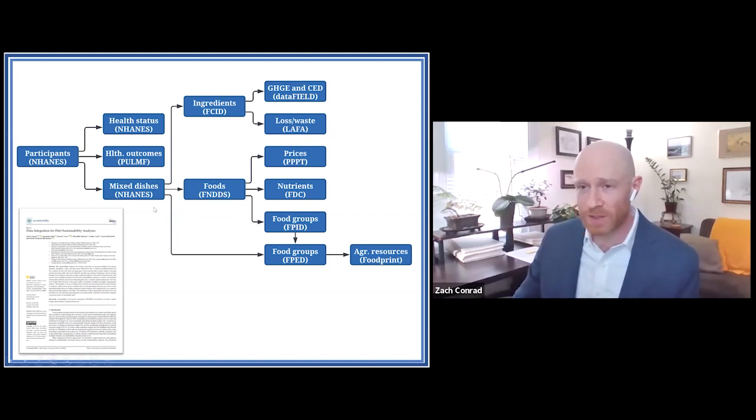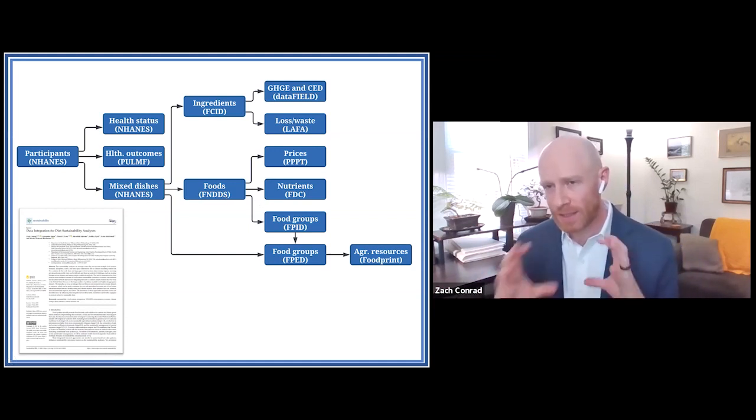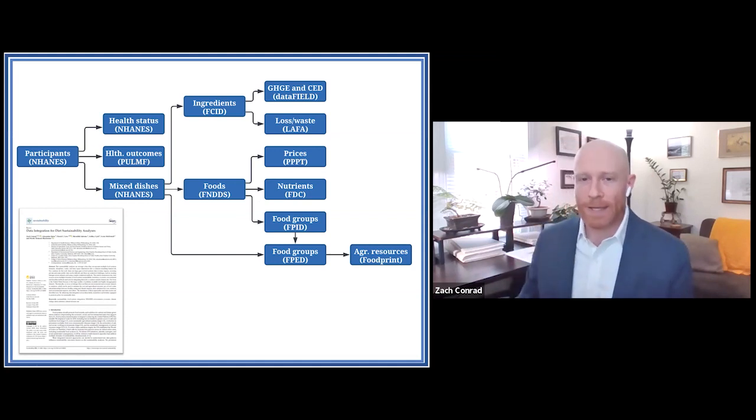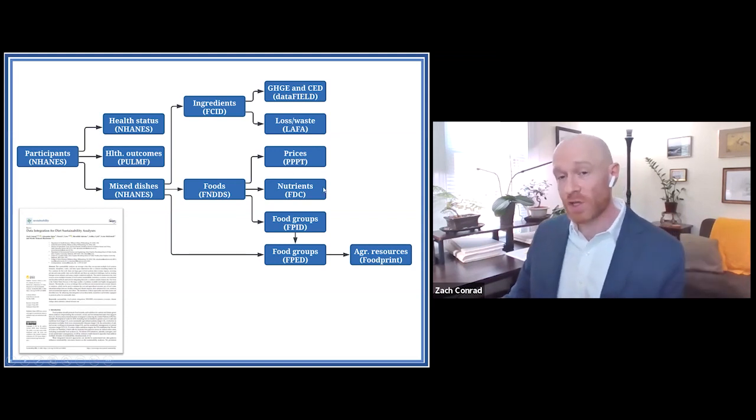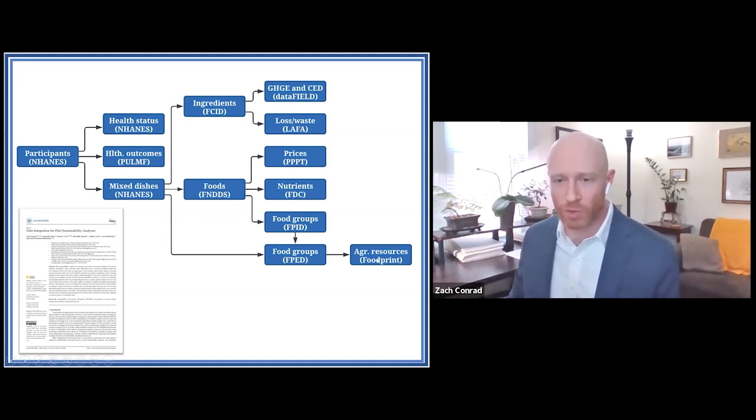Then the rest of this really starts with mixed dishes that you can then break down into individual foods. And in these boxes, in the parentheses, these are the data sources. Once you've broken down those mixed dishes into foods, you can estimate food prices, which translates into diet costs, and nutrient intake of food groups. And then once you have food group intake, you can estimate agricultural resources using, for example, the Foodprint model, but there's other ways to do this as well.